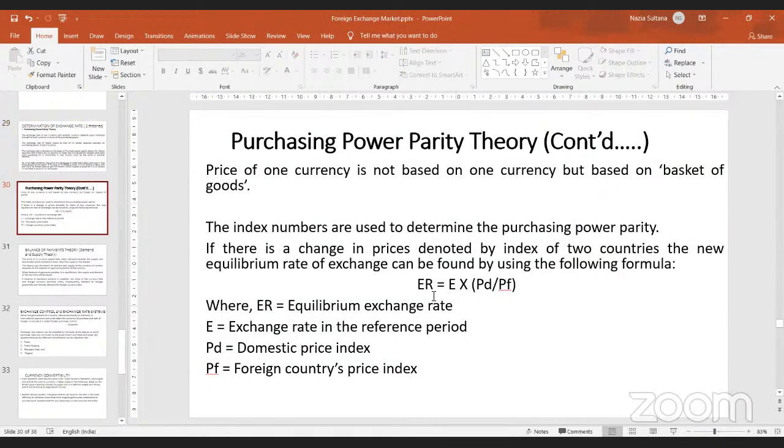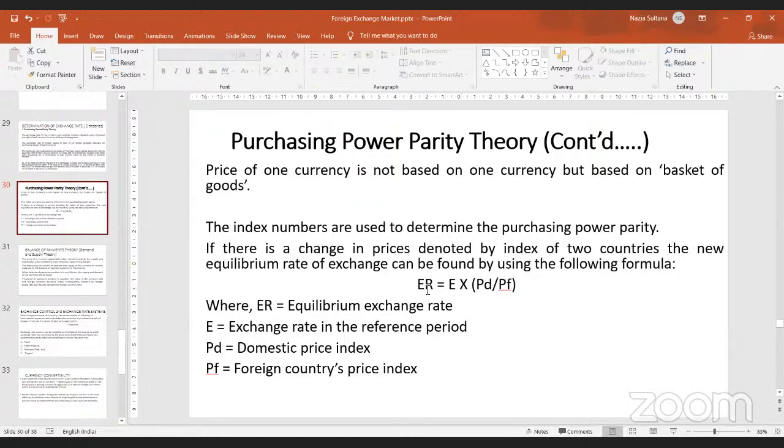Equilibrium exchange rate, ER. This should be equal to the exchange rate for the reference period. Exchange rate for the reference period means whatever is your rate which is prevailing as on the day of transaction. So if you're referring to August, September, or November, then as on that date, whatever is your exchange rate, that becomes your reference period.